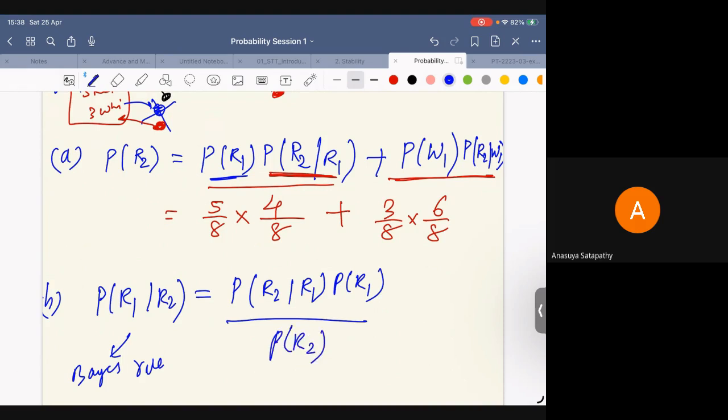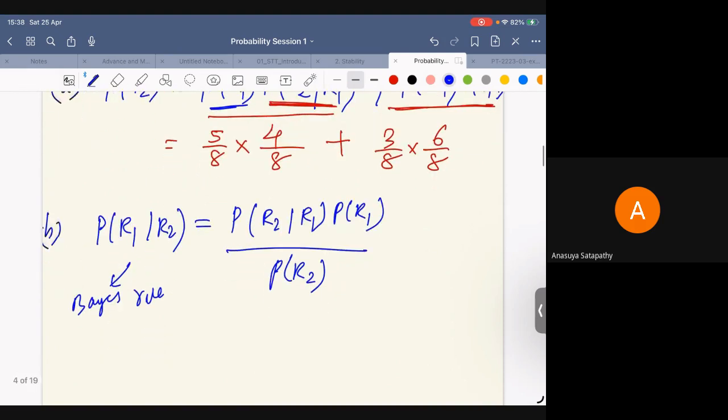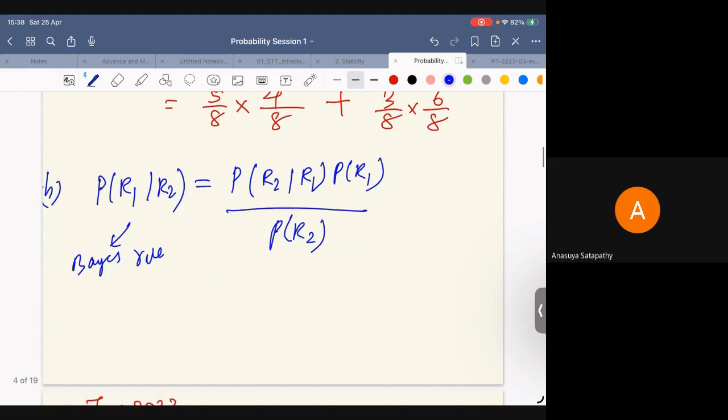Okay, this is the formula and you can get it directly, but apply logic. I'm just doing it by logic. The first ball is red, knowing that the second is red. So what is the probability of getting a first ball red? First ball, 5/8. Given that the first ball is already red, what is the probability of the second ball to be red? 4/8.